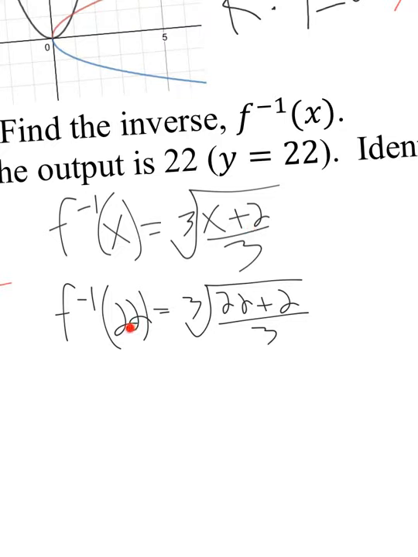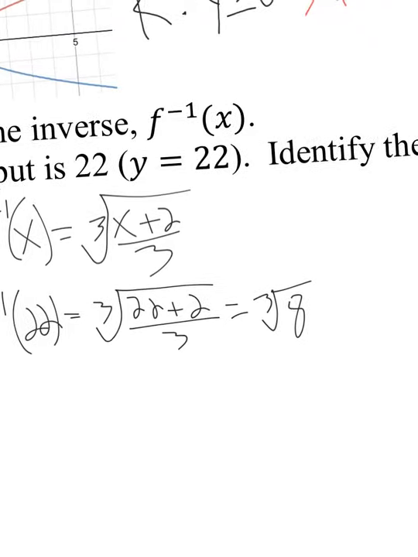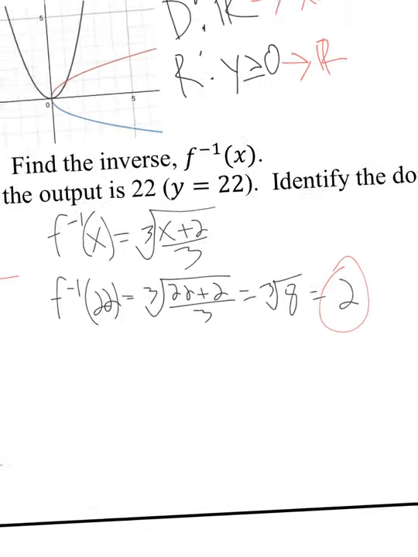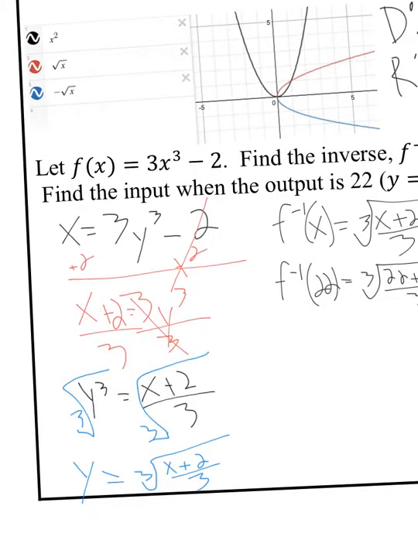So now I'm going to plug in 22. So what's 22 plus 2? That's 24. What's 24 divided by 3? That's 8. What's the cube root of 8? That's 2. So that's the answer when you plug in 22. Okay? Or if you plugged in 2 into this answer, you would have gotten 22 out here.